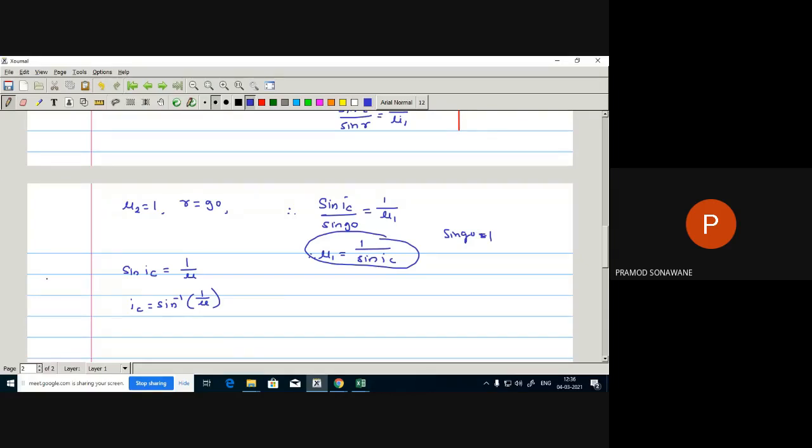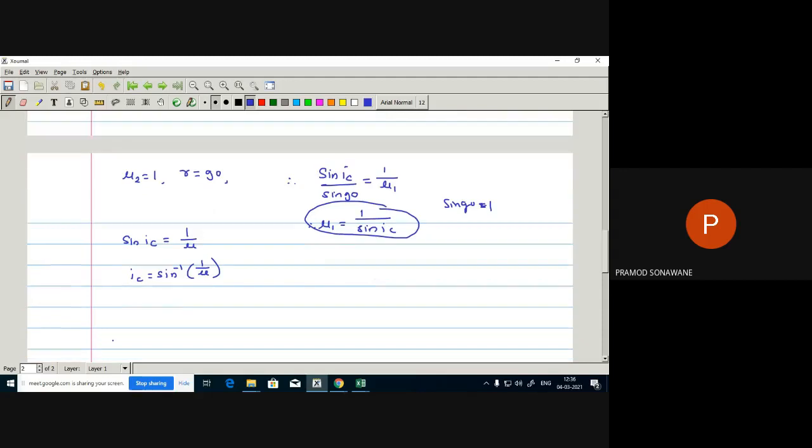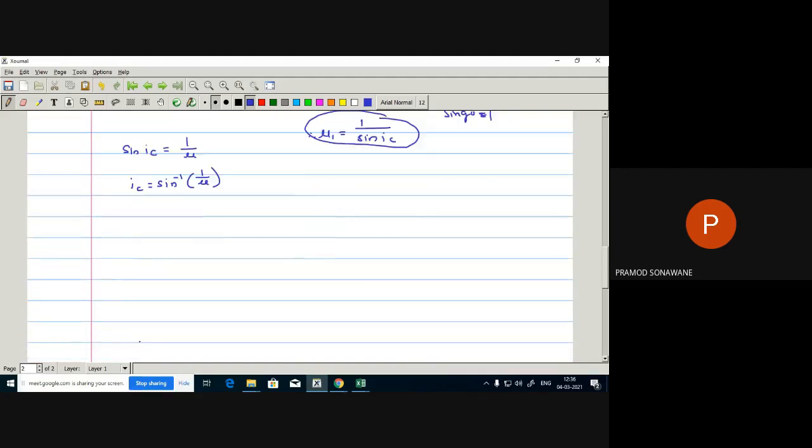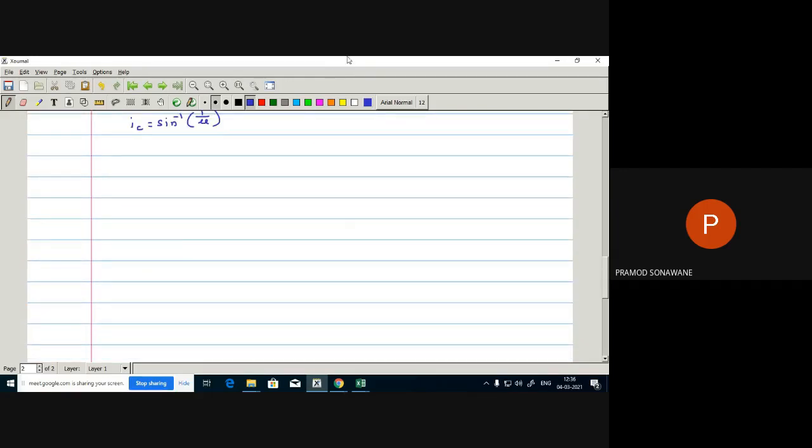Then next, what is critical angle of propagation? That is the next part. This is, I think, new for critical angle of propagation.